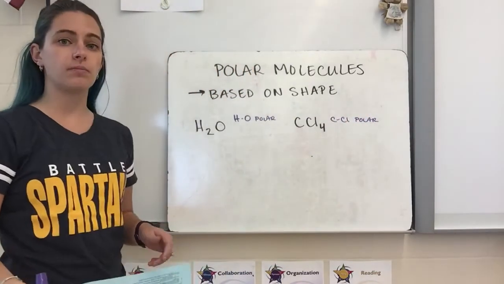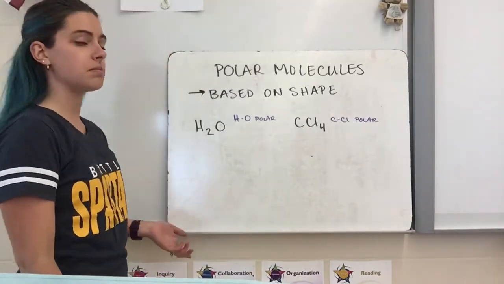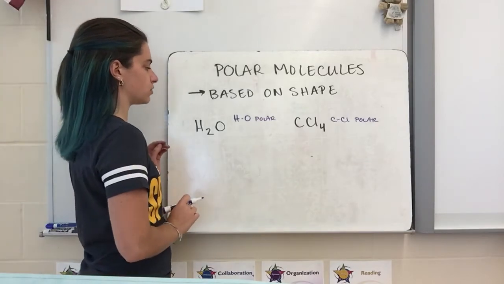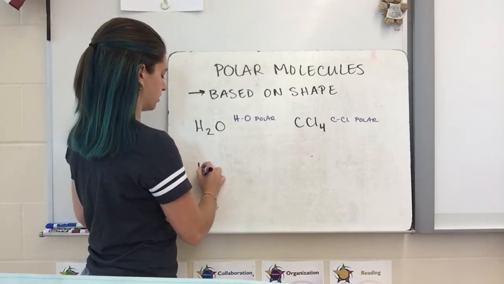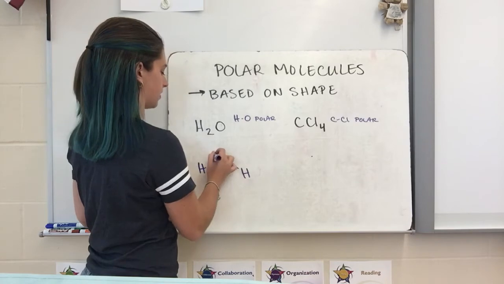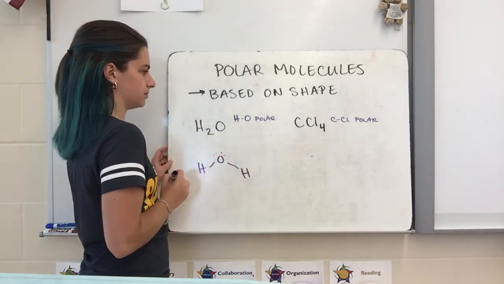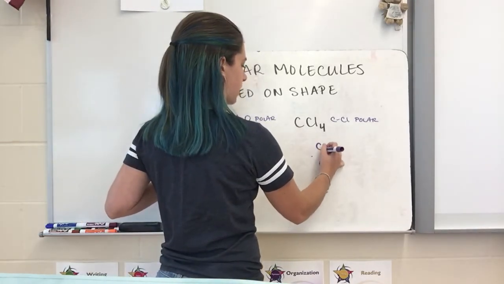Now, if it has polar bonds, it doesn't necessarily mean it's going to be a polar molecule. It can be, but it's not necessarily true. So we need to actually draw the Lewis structures. If I draw the Lewis structure for water, and I'm going to draw it with its shape in mind, water is a bent molecule. Carbon tetrachloride is a tetrahedral molecule.